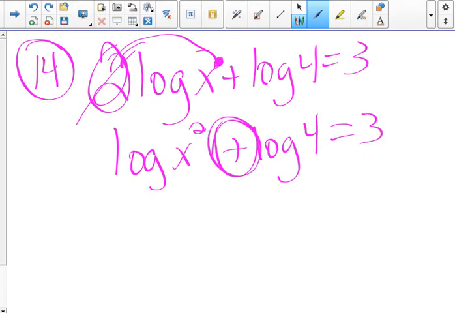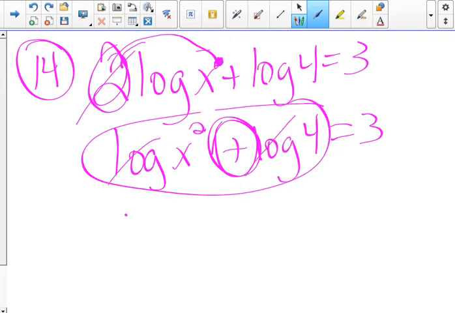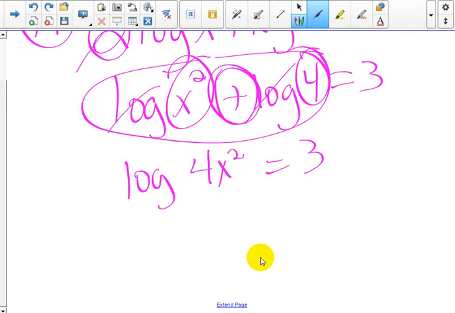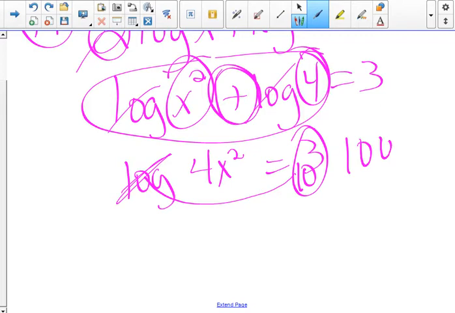Now I've got that add sign, so I know I can combine this left side into a multiply. So it's going to be log of x squared times 4, which is 4x squared, equals 3. Now I'm going to get rid of my log, and when it comes over here, it's going to turn into 10 to the third power, which is 1 with 3 zeros, 1,000.